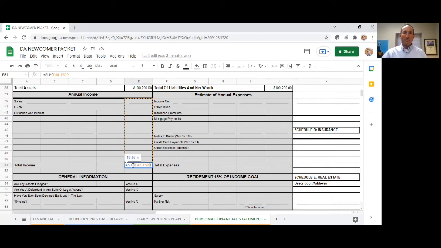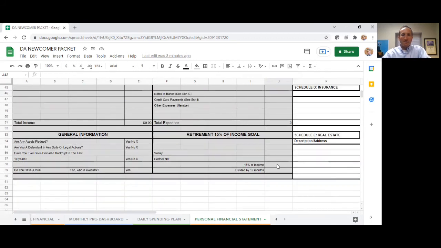Those will be adding up and providing you with a total income. If you have a partner and you need to list out more sources of income on an annual basis, that could be listed here. These are just other estimated annual expenses. Income tax, we're going to have to pay that. If you know your annual income, come up with an income tax estimate. Any kind of other taxes that you might be needing to pay. Insurance premiums, mortgage payments, notes to the bank, credit card payments. It's just a place to list any kind of expenses that you know are going to happen over the course of a year.